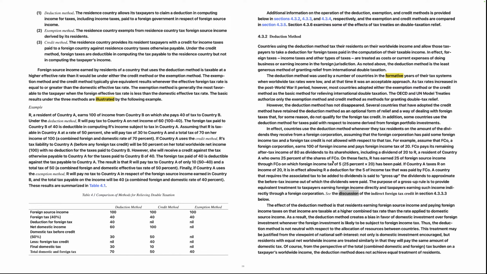The effect of the deduction method is that residents earning foreign source income and paying foreign income taxes on that income are taxable at a higher combined tax rate than the rate applied to domestic source income.